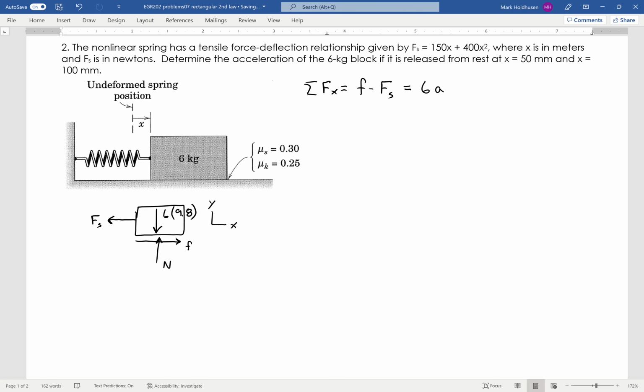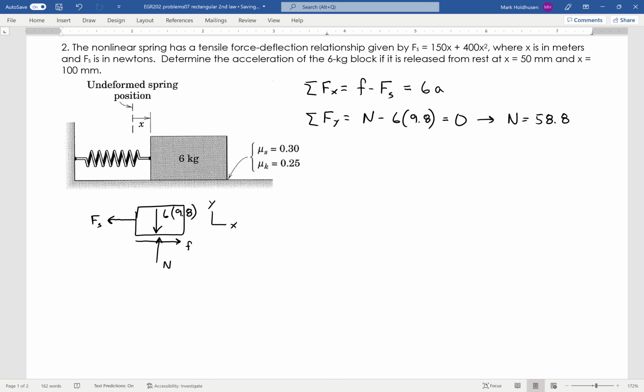I'll now sum the forces in the y direction, and in the y direction I've got N, and I've got 6 times 9.8 acting straight down. There will be no acceleration in the y direction. That's why I set this up this way. I know all of my acceleration is in the x direction. So from that, I can determine that my normal force is 58.8, and this is going to help me deal with my friction as we go through here.